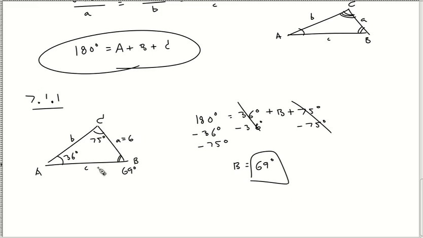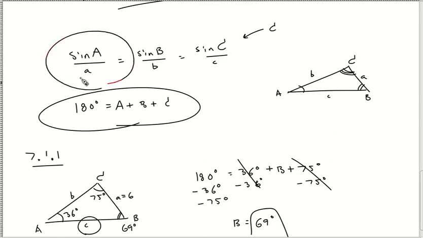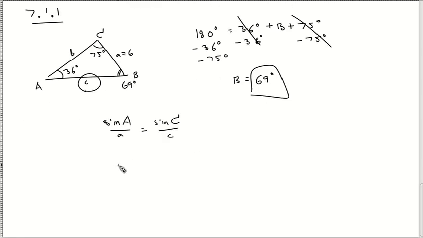All right, so now we need to find some other letters. We need to find b and c, the lowercase ones. Which one do you want to do first? C. So to find c, we're going to use the law of sines: sine of A over a is equal to sine of C over c. Just like this formula up here, where you're going to use that one and that one. Why not b? We'll do b in a second. You said you wanted to find c.